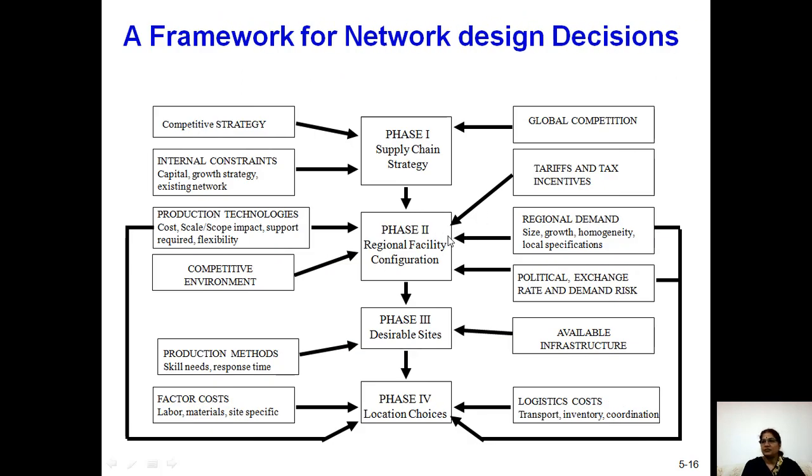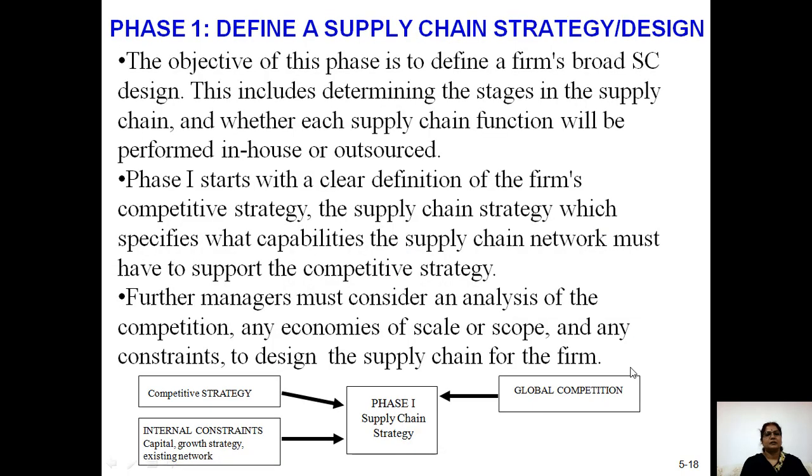Now, in this framework, all the decisions to be taken are arranged in chronological order in the form of phases. So let us see in each phase how exactly the decisions will be taken. The objective of this phase is to define broadly different stages of the supply chain, and also what functions have to be performed in which stage, whether those functions have to be performed in-house or outsourced.